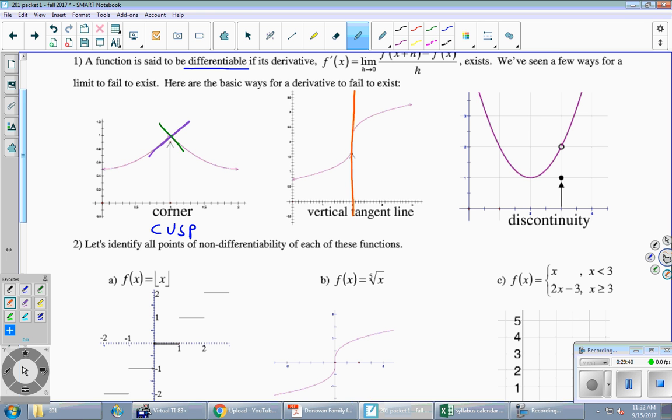Okay, and then finally a discontinuity. Here it feels like at that one spot, even though there's a hole there, I can draw a tangent line there, and it's got a number. I don't know, the slope is 2, something like that. So it feels like the derivative should have no problems there. I'm not going to get into the whys, but it turns out having a hole makes this fail. And if you want to know why, you can see me after class. But if you are discontinuous at a spot, automatically the derivative has no chance of existing. Okay, those are our three common ways for derivatives to fail to exist.